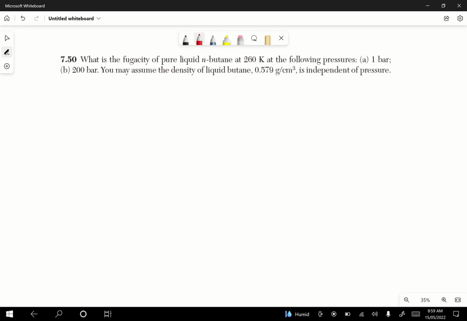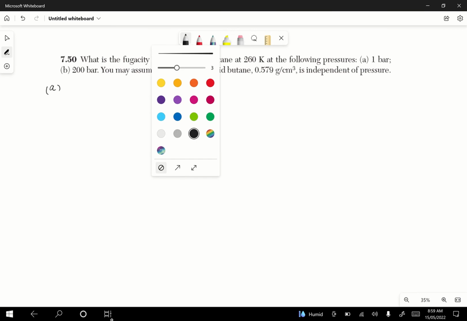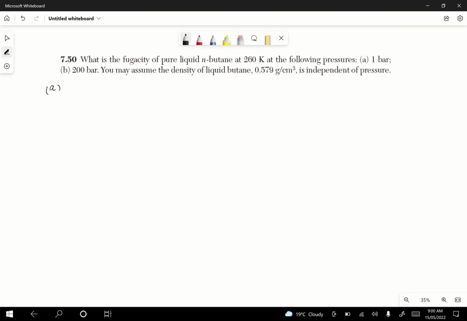Now for the data we have, first we will solve part A, which is at 1 bar. So at 1 bar pressure, we need to calculate the fugacity of liquid at this condition.